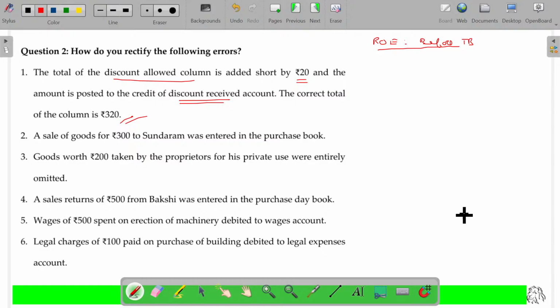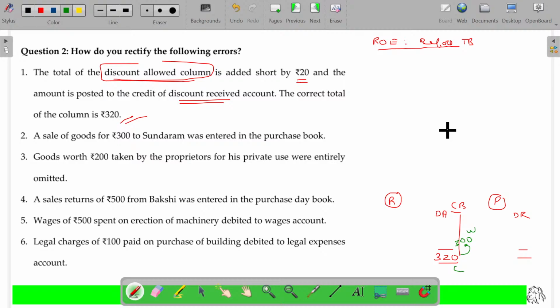Where will you have the discount allowed and received column? In your cash book, receipt side, you have discount allowed. Payment side, you have discount received. Am I right? Apart from that, other cash and bank columns. The total of the discount allowed column is added short by 20. The correct one is 320, but shown as 300. This is wrong one. This is correct one. Is that clear?